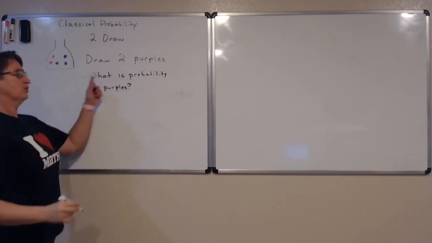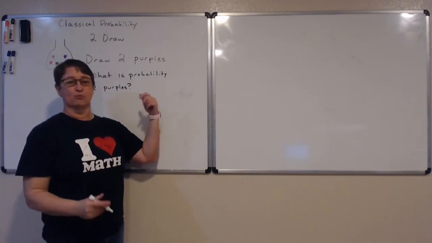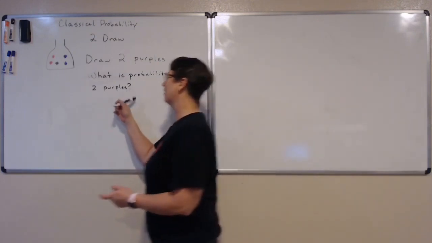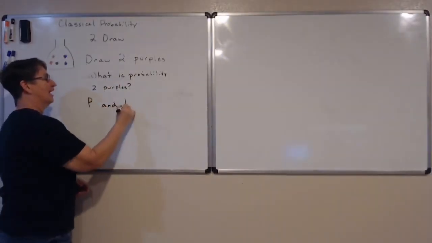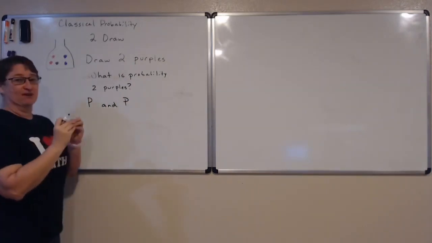So yesterday we just asked how can we draw 2 purples, and today we're going to ask what's the probability of it. Okay, so to get 2 purples, you told me yesterday it was purple and purple. So now I'm going to look at each piece of it.